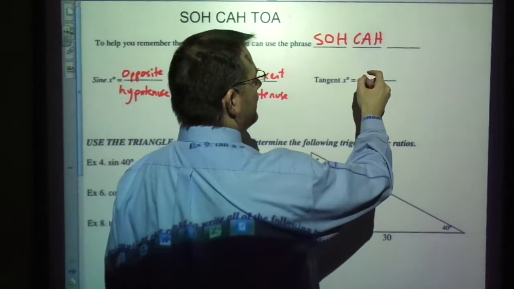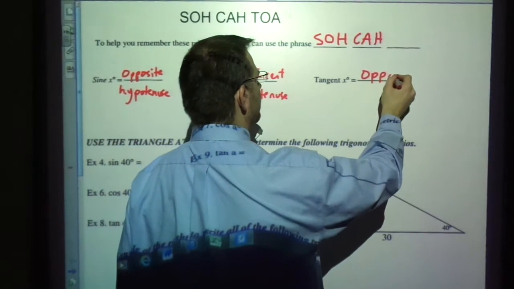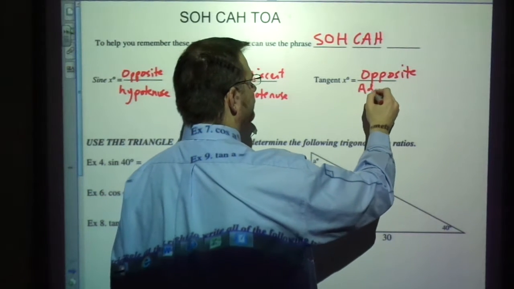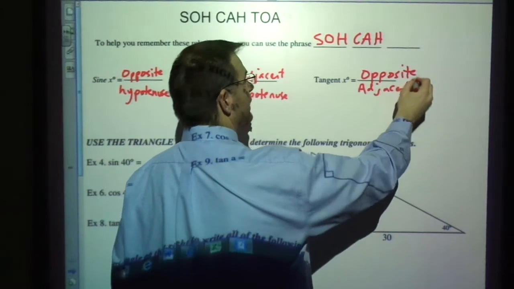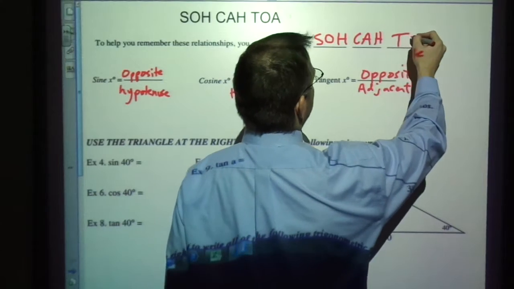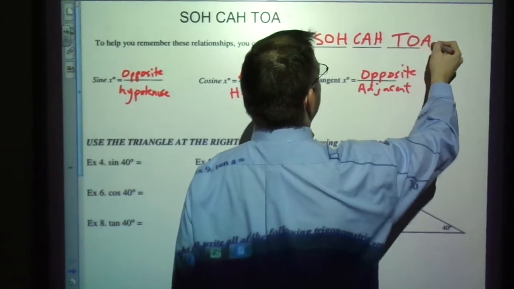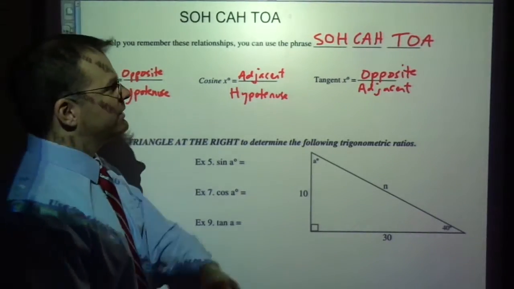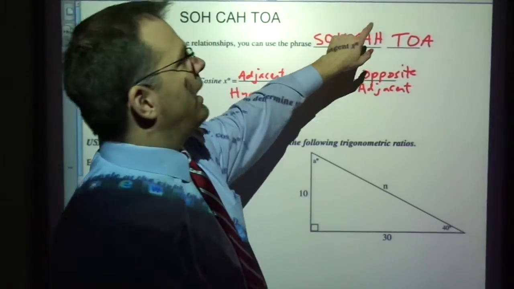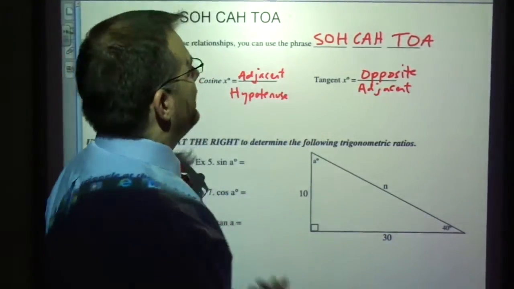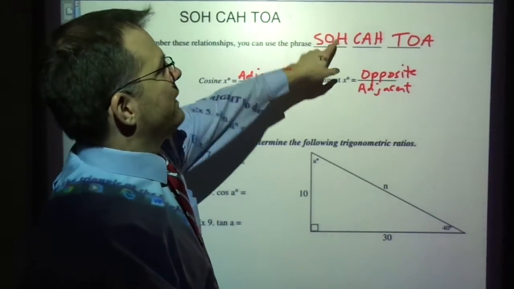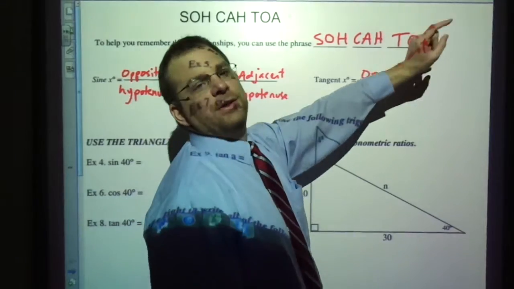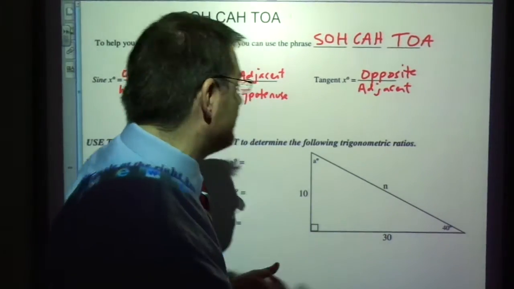And the tangent is the opposite divided by the adjacent. So that is the tangent is the opposite divided by adjacent. So you can write this at the top of your paper for most of these worksheets to say SOHCAHTOA, and that means sine is opposite over hypotenuse, cosine is adjacent over hypotenuse, tangent is opposite over adjacent. It's a way to remember it, that's all.